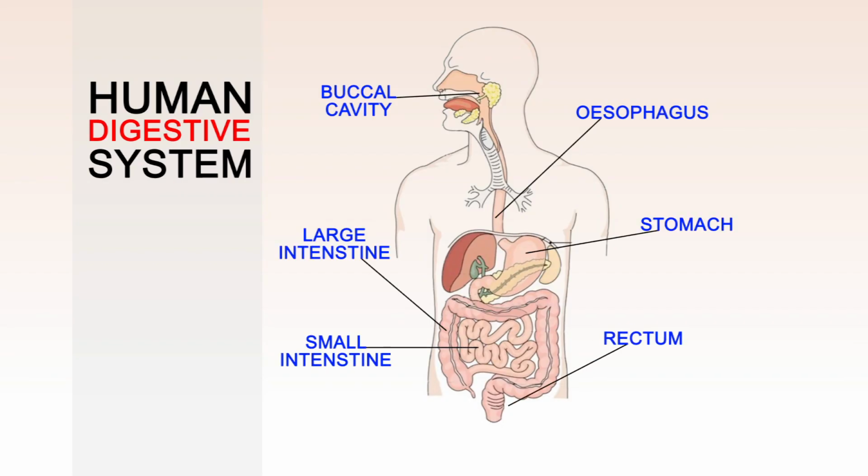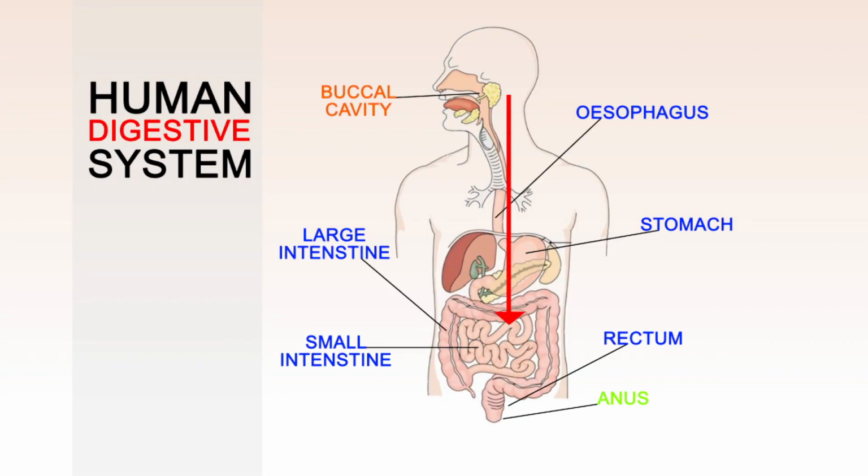The remaining waste passes into the rectum and remains there as semi-solid feces. The fecal matter is then removed from the anus from time to time. The process of removal of waste materials is known as egestion. This completes one digestion cycle, which will repeat once food is taken by us again.